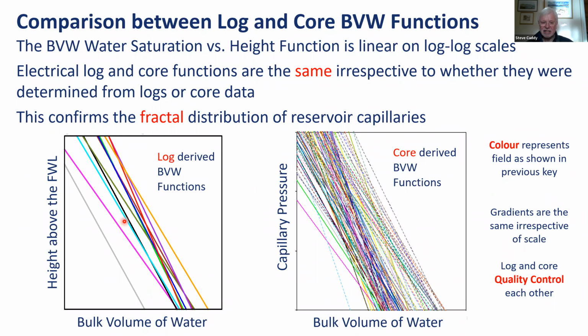Now, this is an advantage because we can quality control the core against the logs. If these functions are not the same, we need to look at our data again. Perhaps the core plugs are fractured. Maybe the logs have not been filtered for bed boundary effects. They quality control each other.